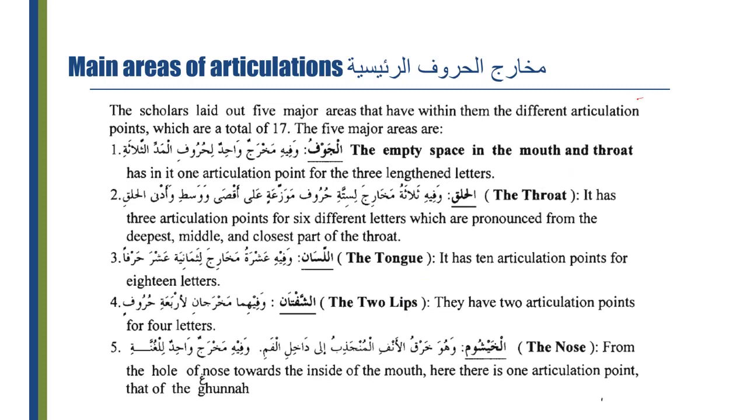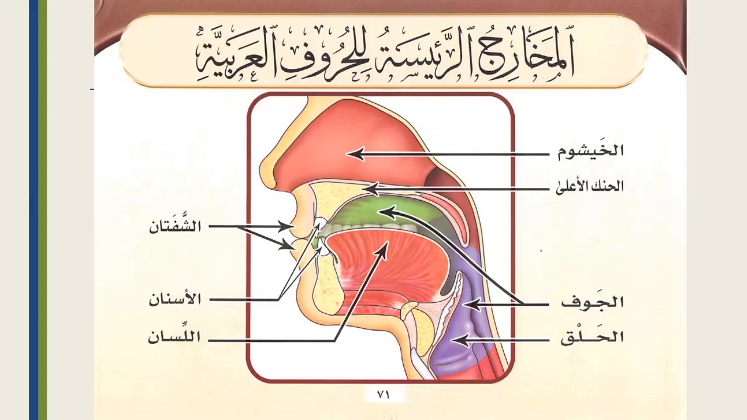Now, this is from the book, take it as it is. We have something called main areas of articulation, مخارج الحروف الرئيسية, which are the جوف, the empty space, the حلق, the throat, the tongue, اللسان, the شفتين, the two lips, and the nasal or the nose, الخيشوم. So these are the main areas. Here we have a very nice picture that shows them.